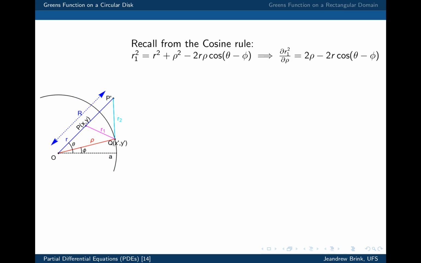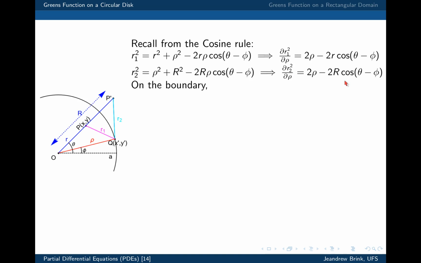Okay, so dr1 d rho is just that. dr2 is just also from the cosine rule, so dr2 d rho is just that example. And therefore, on the boundary, where you have to evaluate the integral, you basically have that rho is equal to a, so that's another thing that we can substitute in there.